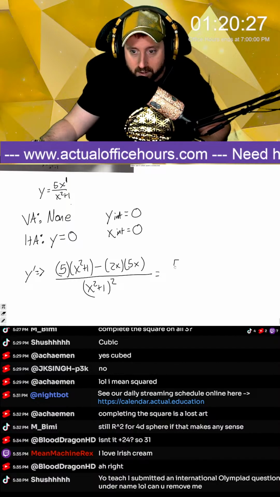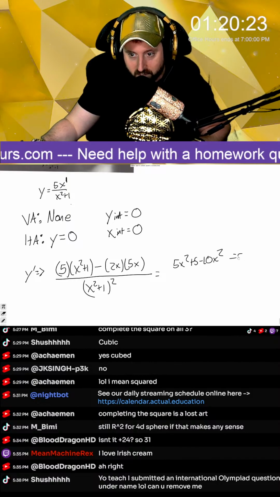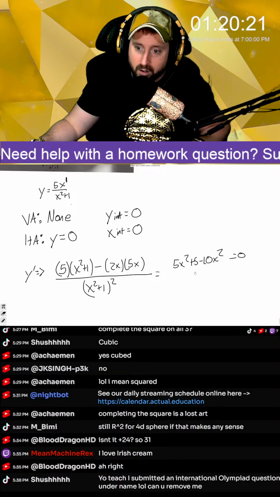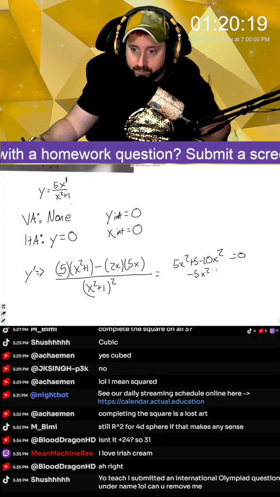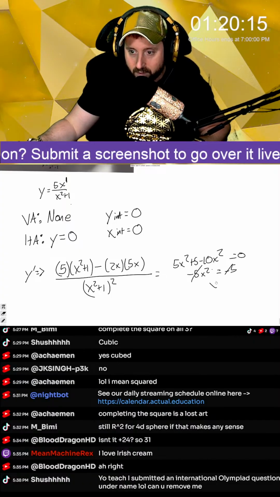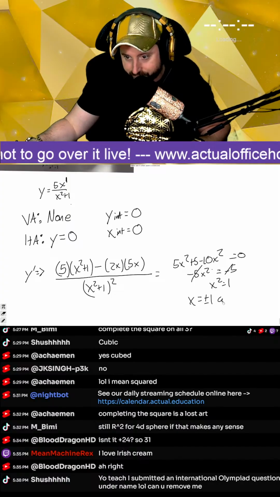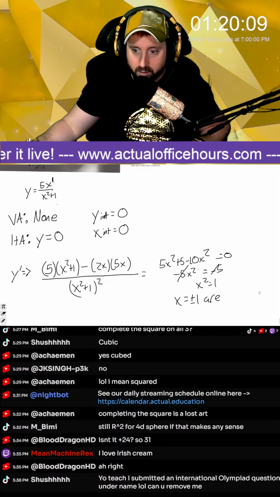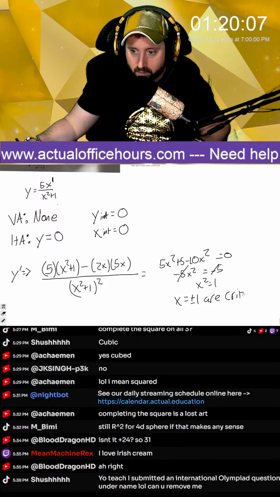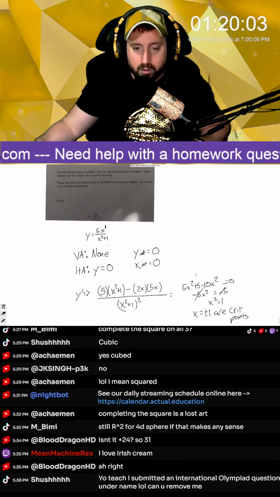So the top is 5x squared plus 5 minus 10x squared. We're going to set that equal to 0. So that's negative 5x squared is equal to negative 5. Divide by negative 5. X squared is equal to 1. So x equals plus or minus 1 are critical points. Cool. Dope.